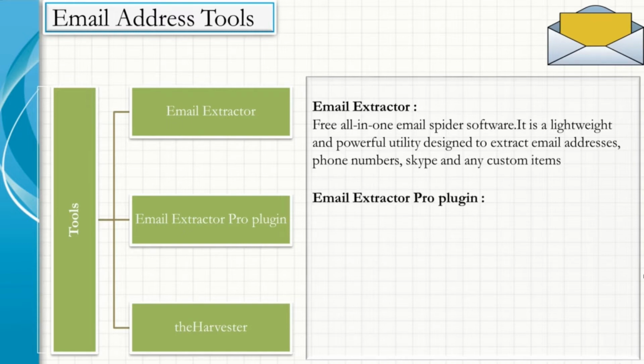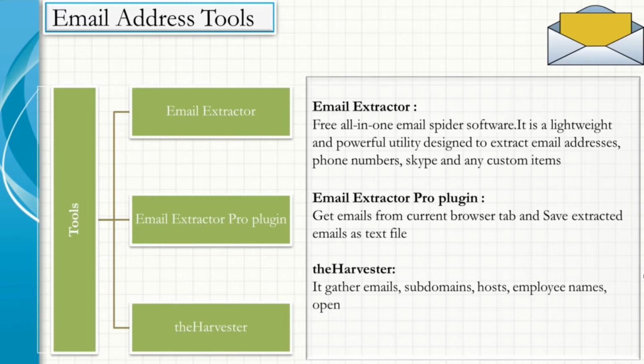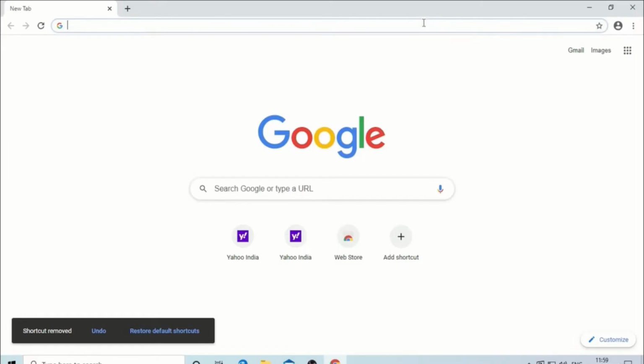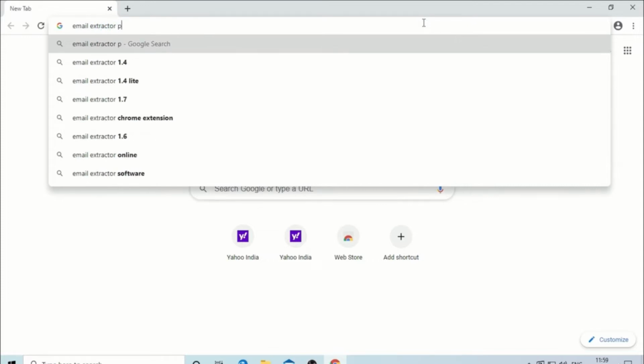Email Extractor Pro plugin. It gets email from the current browser tab and saves extracted emails as text file. The Harvester. It gathers emails, subdomains, host, employee names, open ports, and banners. Let's have a look at them one by one as a part of demonstrations. Let's see the Email Extractor tool.